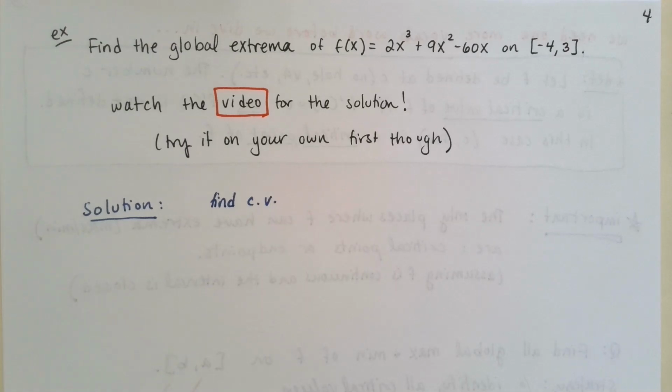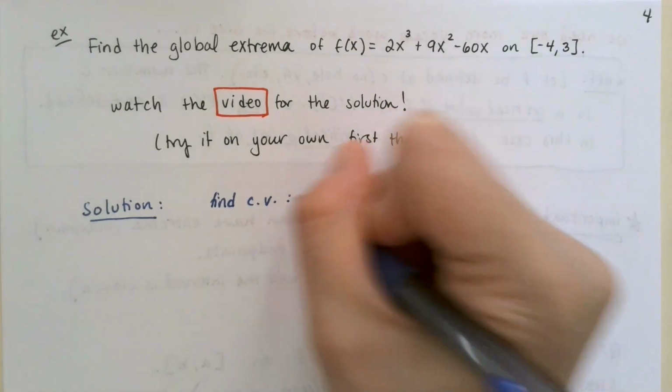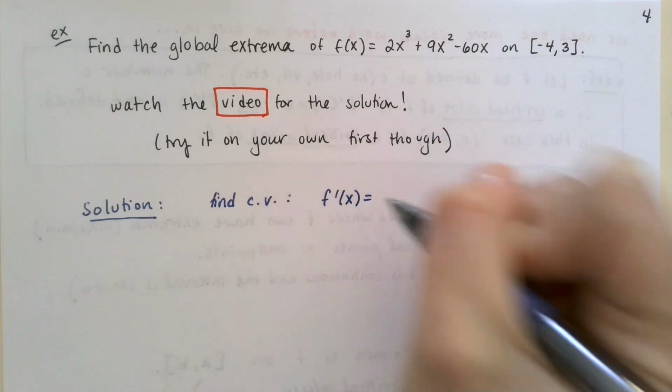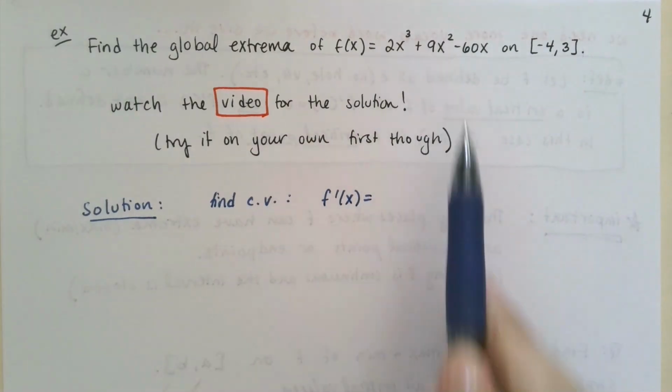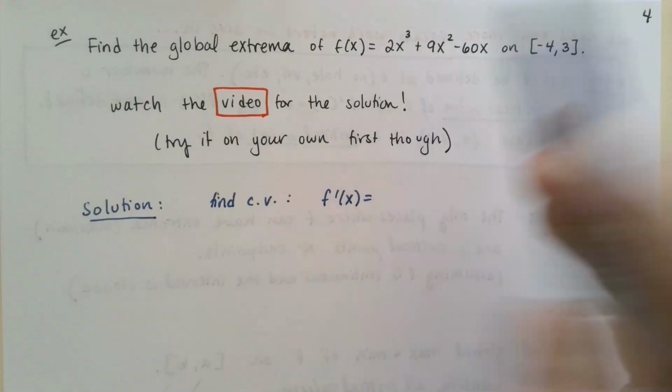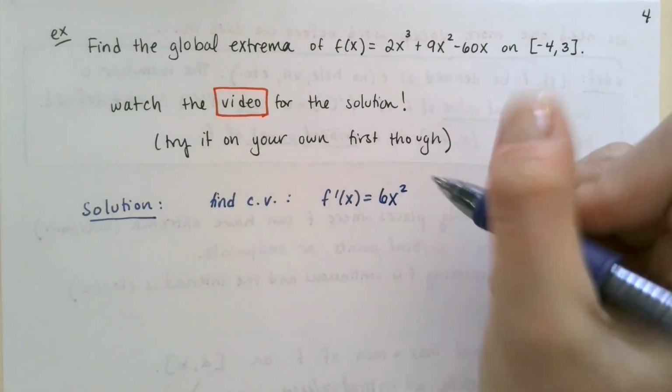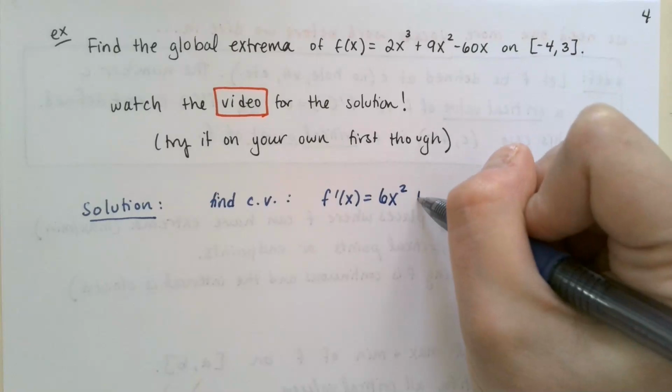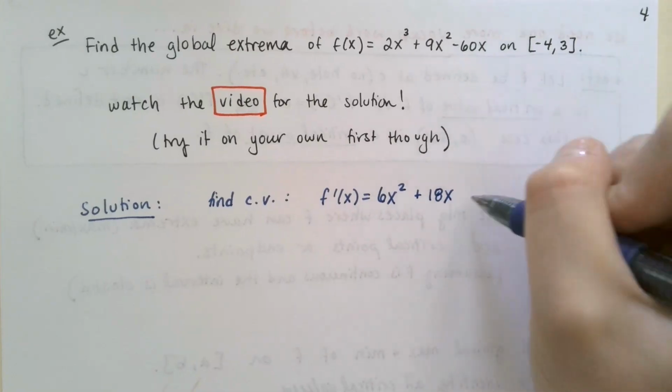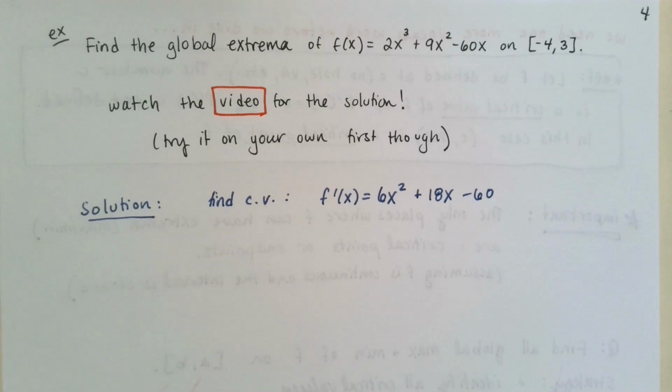So to find the critical values, I want to compute the derivative of the function. So I'm going to have f prime of x, and I'm just going to do this guy's derivative right in line here. So I'll have 6x squared plus 18x minus 60.